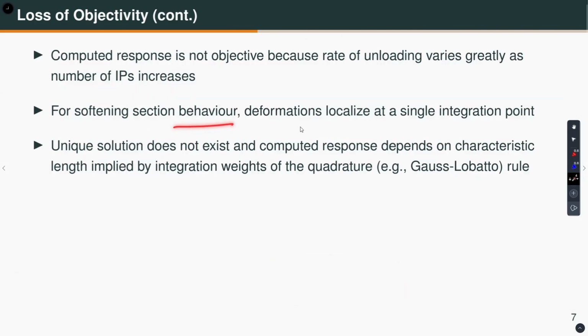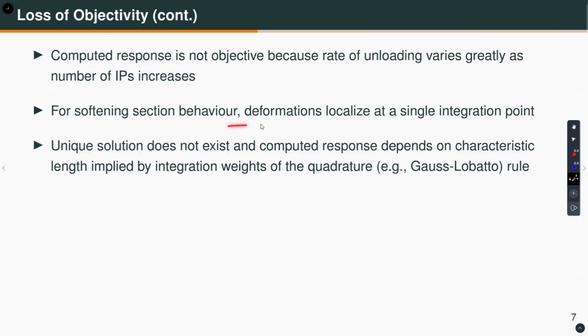For softening section behavior, what happens? The deformation localizes at a single integration point, and this is what I want to elaborate further. We have seen in the previous lecture, if you consider elastic perfectly plastic material, we saw that the peak curvature demand was different when you keep using different number of integration points, right. So, the same thing is happening here, but we will discuss again in detail. So, unique solution does not exist. Computed response depends on characteristic length, that means basically the integration point weight, okay, integration weights of the quadrature. In this case, they used Gauss-Radau, okay.